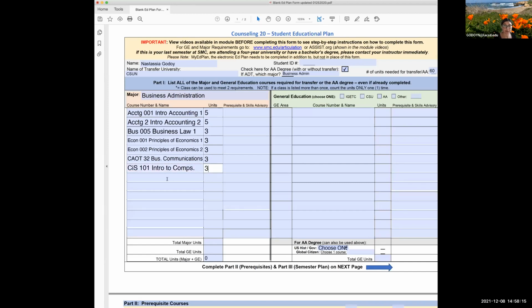I need a calculus course, so I'm going to do Math 265. And I'm looking at assist. I'm not just making this up. I'm looking at assist.org because my goal is to transfer, right? And we'll do an example for an associate degree as well.